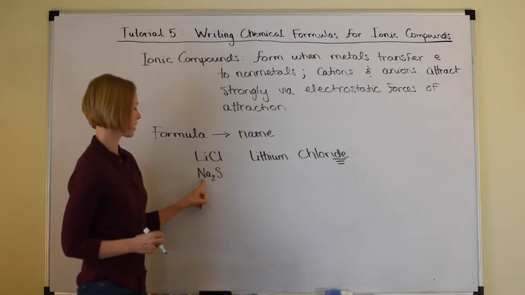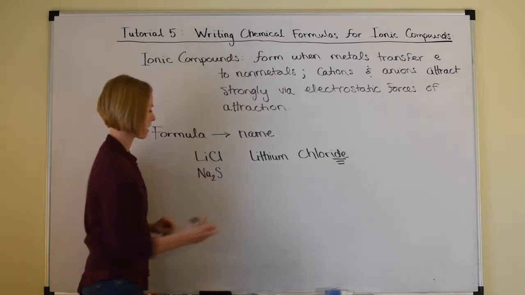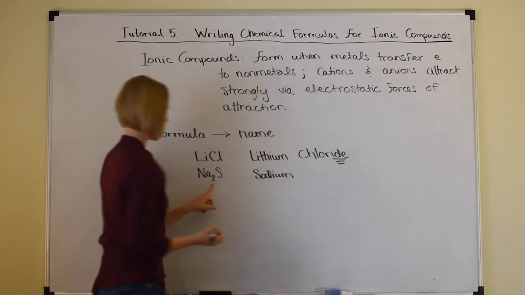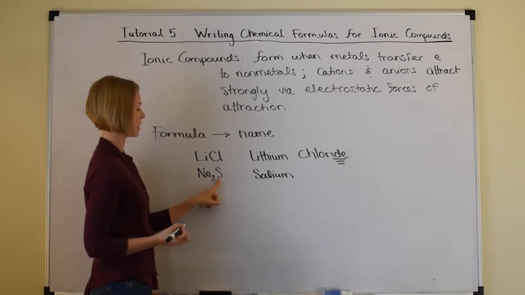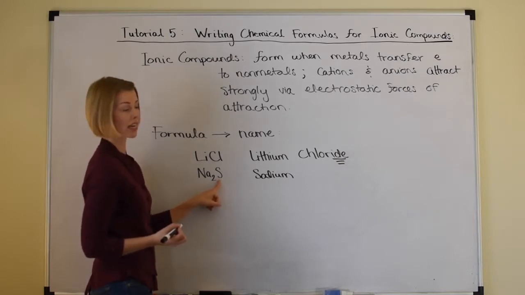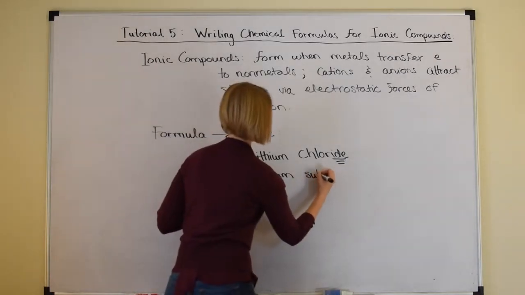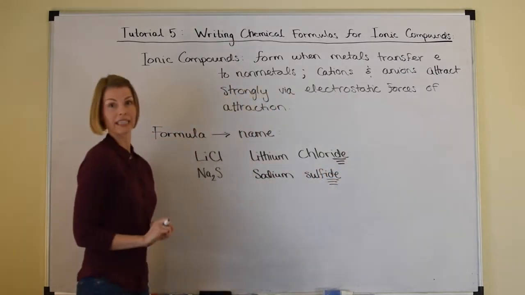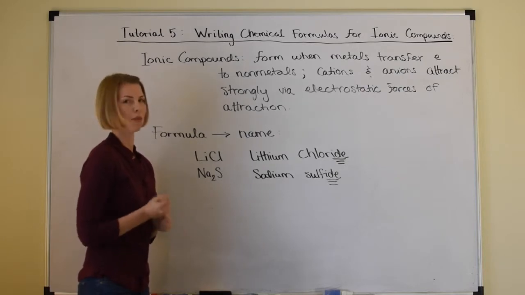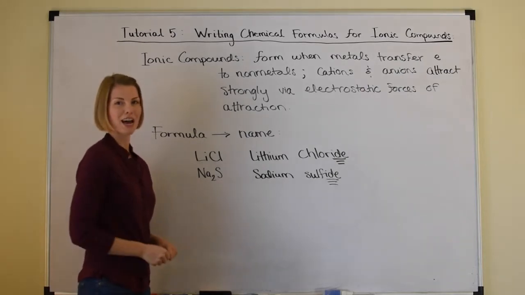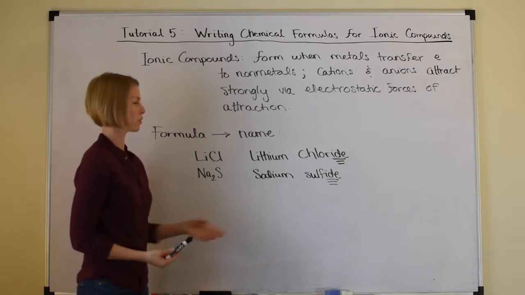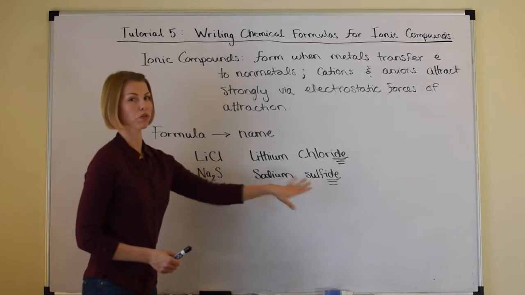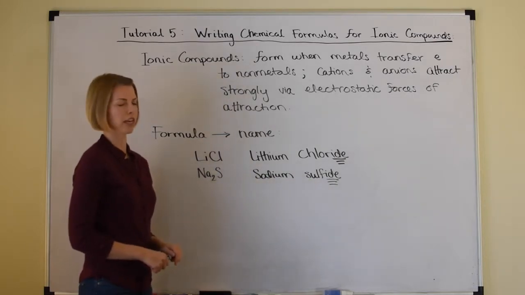All right, next one, just take the element name for the cation. So we've got sodium. And then here we've got sulfur, but it has gained electrons and become an anion, so we're going to call it sulfide. Don't forget the IDE ending there. Again, the most common mistake I always see on the first exam in an introductory chemistry class is students forgetting to change the end of those names and calling this lithium chlorine and sodium sulfur, and that is wrong. That's not going to get you any points.